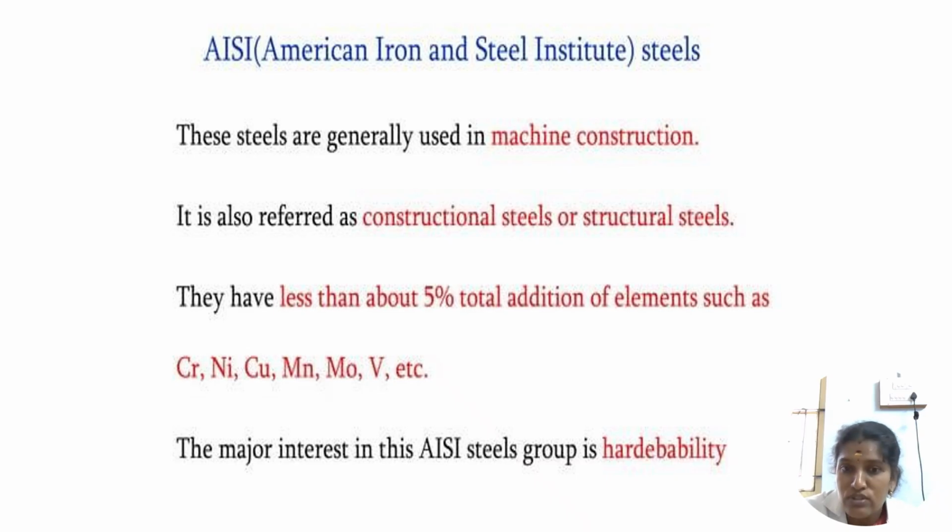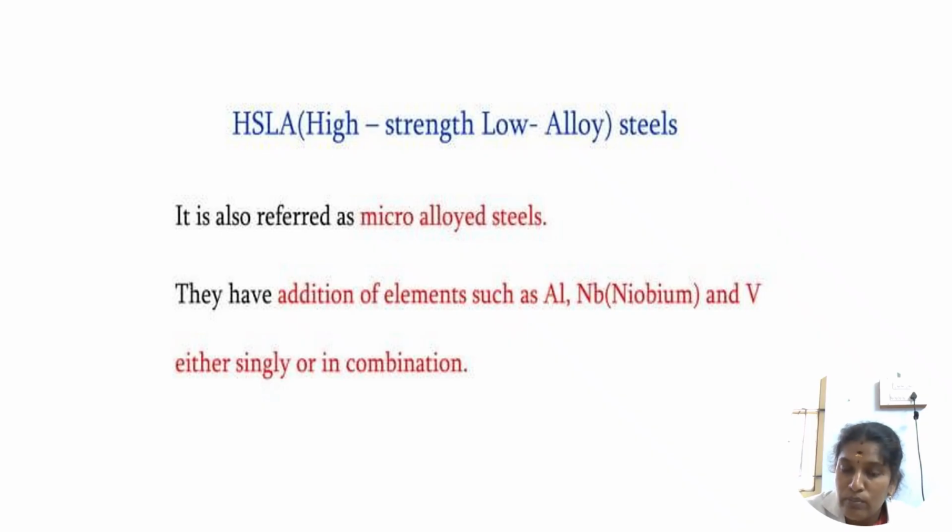It is mainly used in machine construction. It is also referred to as structural steel, because it has less than 5 percent of alloying elements as alloying material. It has good hardenability also. This is also one part of the low alloy steel. It is also referred to as micro alloyed steel. In this also we can use the alloys in a single manner or a combination manner. We can use vanadium combined with aluminium, or use them singly.